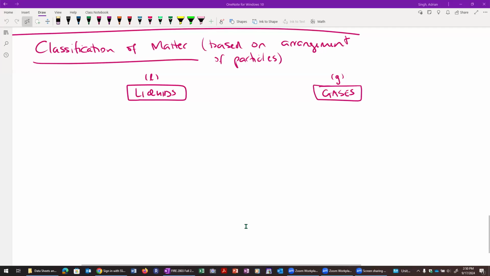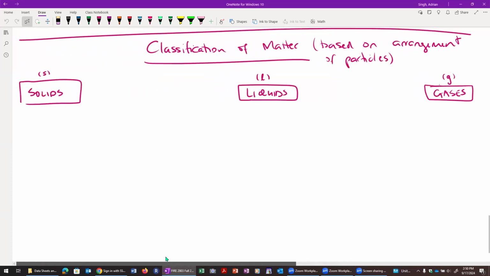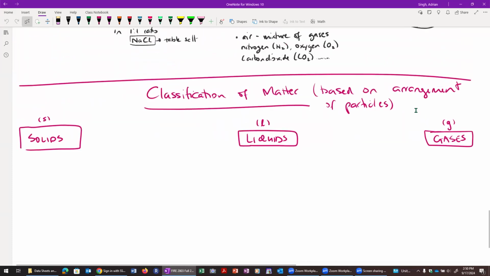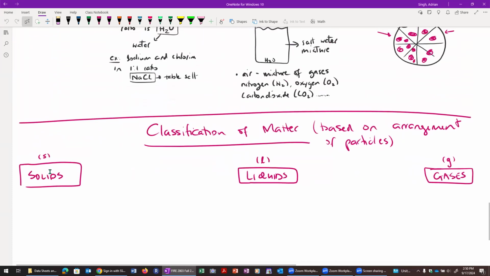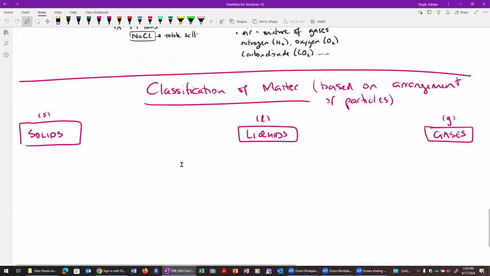All right, so now we're going to take a look at how we classify matter in a slightly different way, according to the arrangement of the particles in a sample. And when we go through this classification, what we're going to encounter are three physical states of matter that we see a lot of.